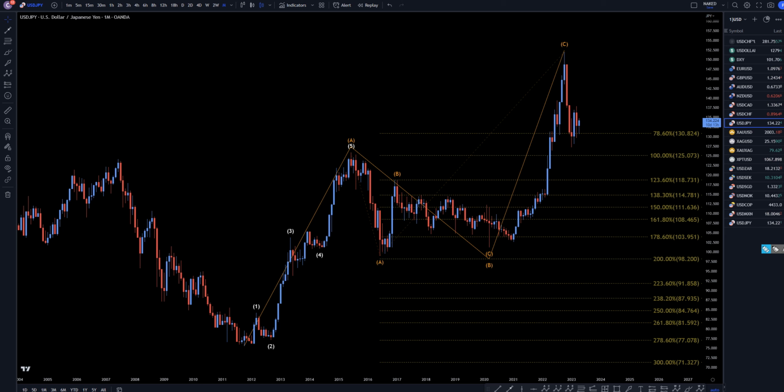Today is Tuesday, April 18th, and I'm going to be analyzing the US dollar yen starting on the monthly, working my way down to the 1 hour time frame.